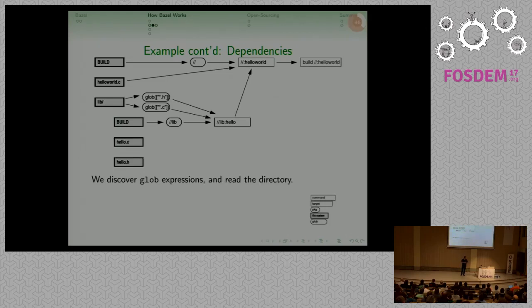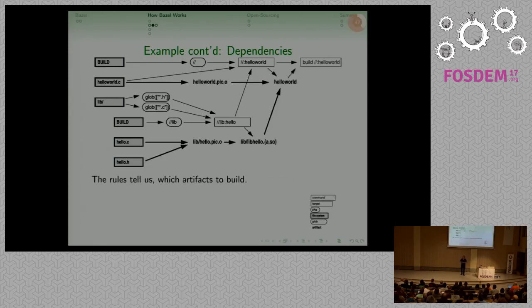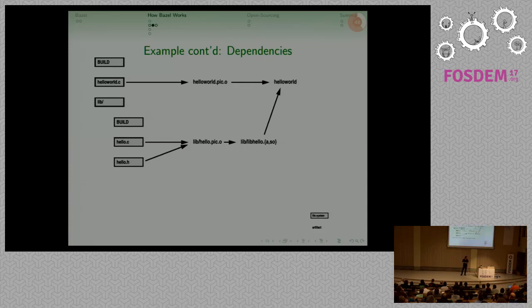Okay, then you see glob expressions, which means you have to really read the content of the directory. You discover the files you need. And now you've discovered all the things you need for your build. Then you can evaluate the rules and know which actions you have to perform, so which compilation steps. In this case, you compile the C file to an object, build a library, compile the other binary, compile the other C file, and then link everything together.